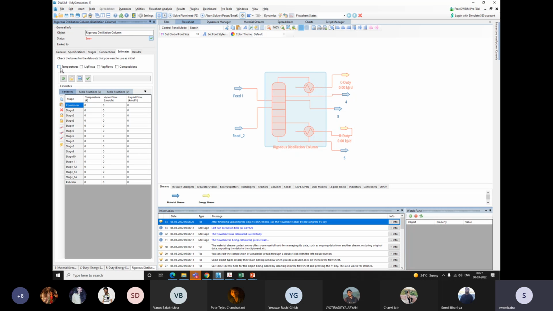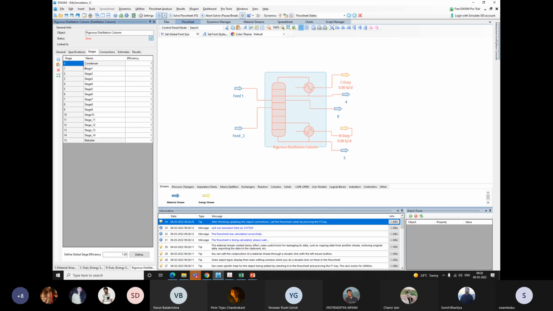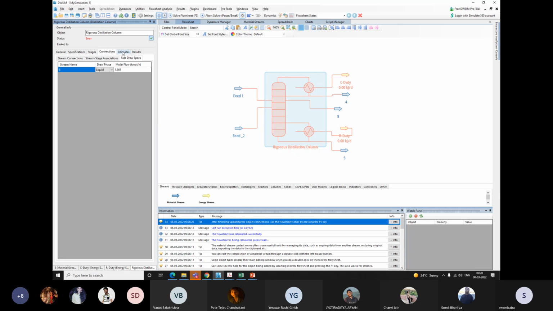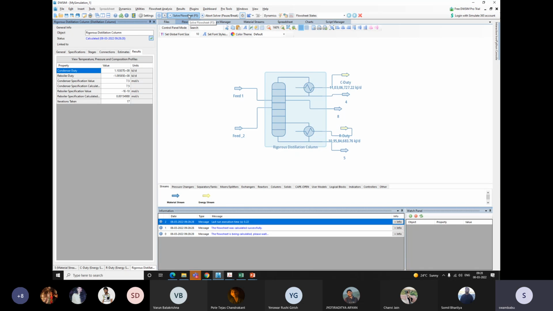Then we wanted to estimate the temperature, liquid flows, vapor flows, and composition. So these are the initial guess values. It is taking the initial guess values, so that's why this tab is there. And then specifications, stages, and results. Once you enter all this, you click on solve flowsheet.